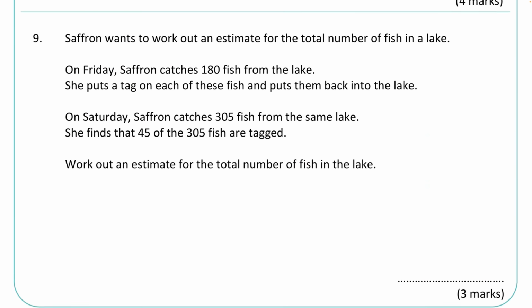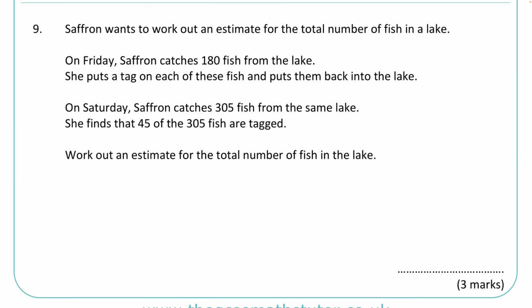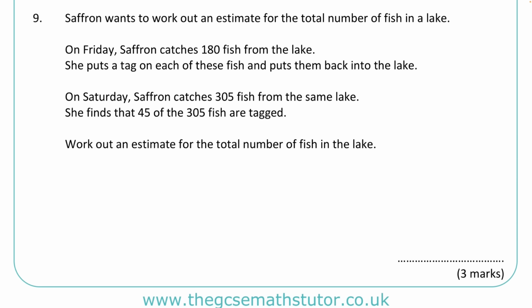Okay, question 9. Saffron wants to work out an estimate for the total number of fish in a lake. On Friday, Saffron catches 180 fish from the lake. She puts a tag on each of these fish and puts them back into the lake. On Saturday, Saffron catches 305 fish and she finds that 45 of them are tagged. Work out an estimate for the total number of fish in the lake.